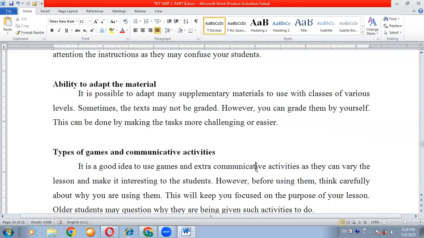It is possible to adapt many supplementary materials to use with classes of various levels. Sometimes the text may not be graded. However, you can grade them by yourself. When we select some materials, they are not graded, they don't say a level. We can check them and grade them, we can adjust them to a level. This can be done by making the task more challenging or easy.